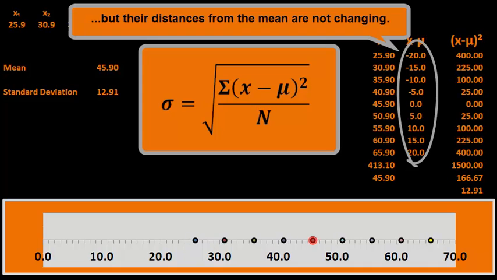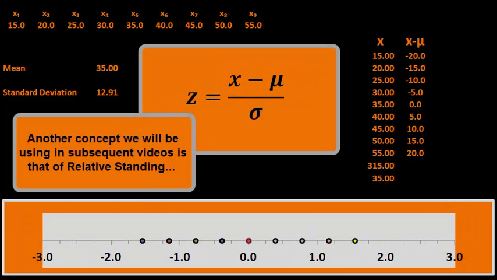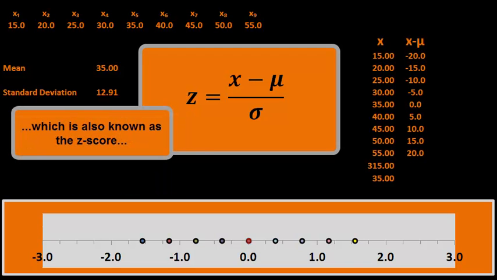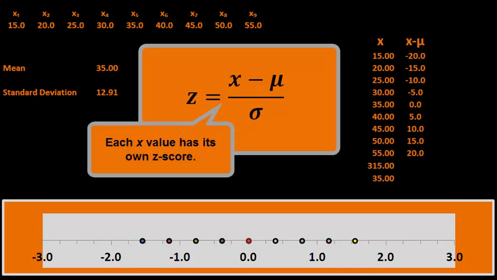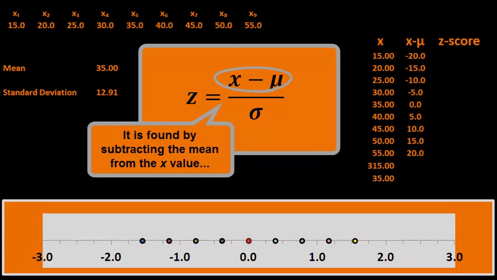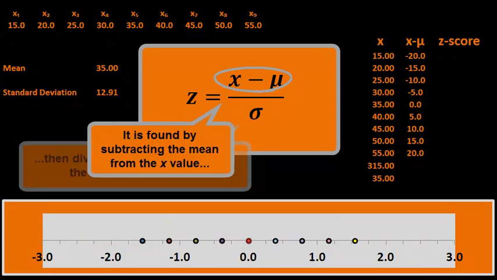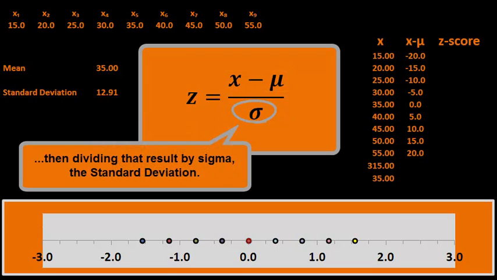Notice that x values are changing, and as a result, the mean is changing, but their distances from the mean are not changing. Another concept we will be using in subsequent videos is that of relative standing, which is also known as the z-score, and is calculated using the equation shown. Each x value has its own z-score. It is found by subtracting the mean from the x value, then dividing that result by sigma, the standard deviation.